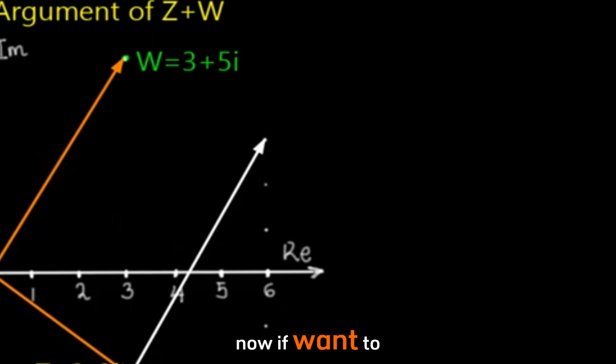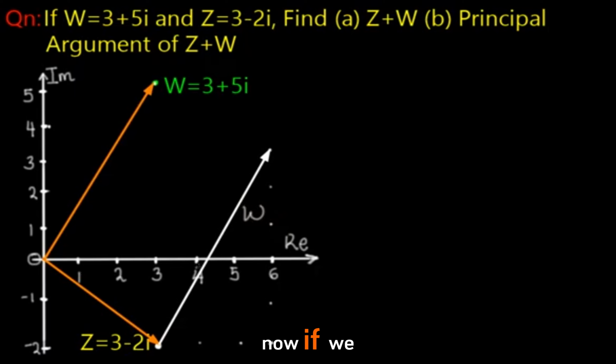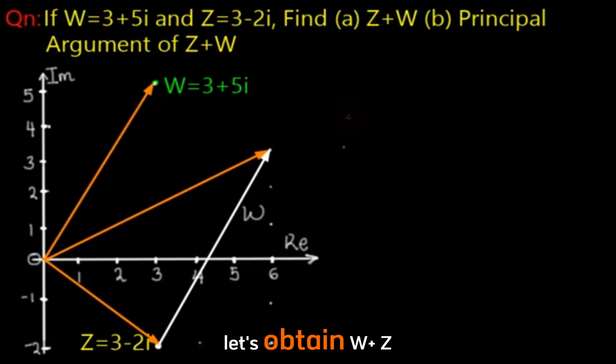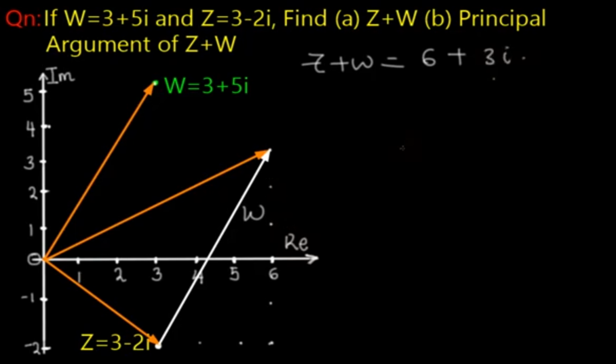Now, if we want to obtain Z plus W, remember that this is our W. We just connect the origin up to the head of W, like that. Okay, so let's obtain W plus Z. So meaning that Z plus W is equal to, we have moved 1, 2, 3, 4, 5, 6 units along the positive real axis, and then 1, 2, 3 units along the imaginary axis.